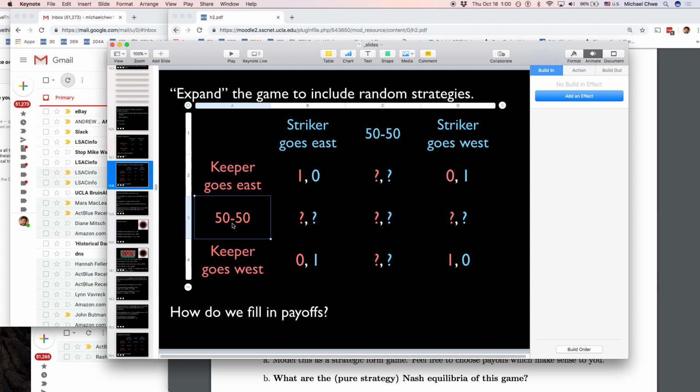You're right, I'm not really changing the game. Actually, I'm not changing the game at all. I'm starting with this game and adding another strategy in there. I'm adding the randomized thing.